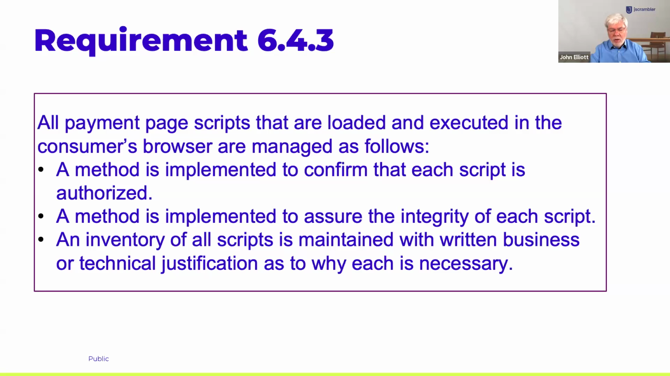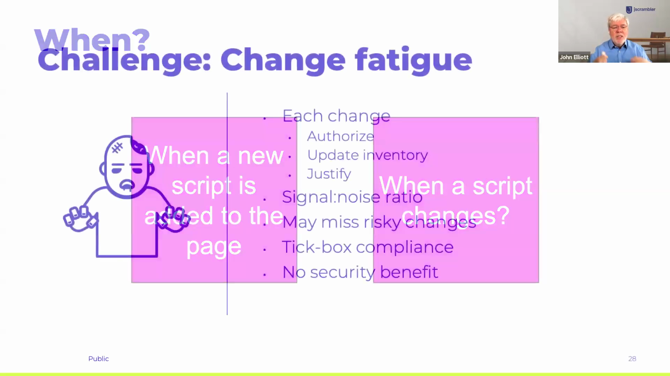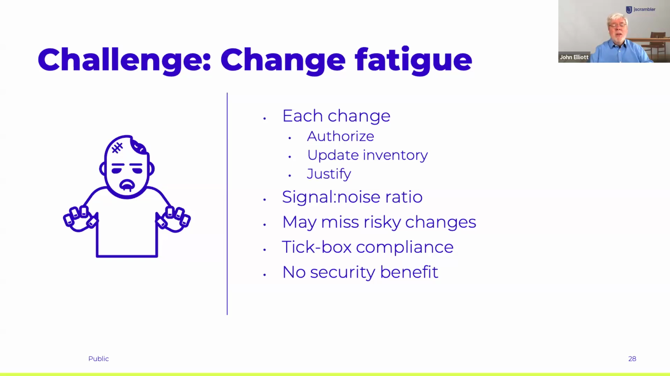In other words, how do you get assurance that the script is not malicious? And you need to do this at 2 times. Firstly, when a script is added to a page, and secondly, when a script changes. And what we've found with organizations trying to implement these requirements is the danger is you get change fatigue because the JavaScript on payment web pages now changes a lot. So for every change, you need to authorize it, update the inventory, and write the justification. That creates what we call a signal to noise ratio problem. And there are lots of changes. And if you're following all of those changes, then the danger is you may miss a risky change. And so actually, it just becomes someone doing tick box compliance.